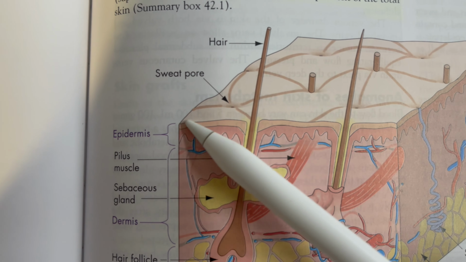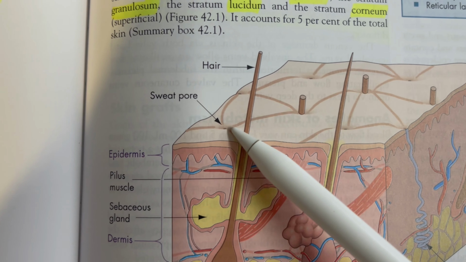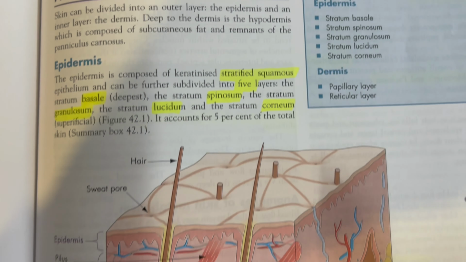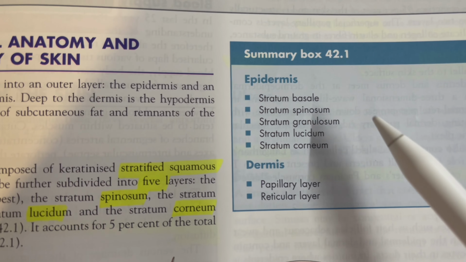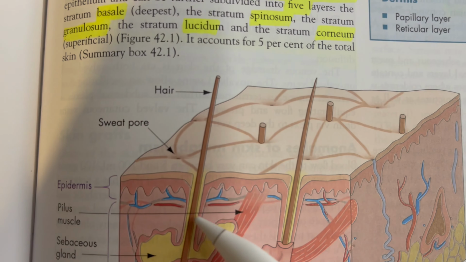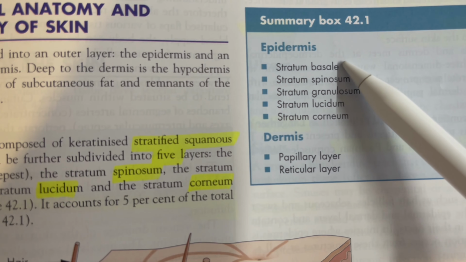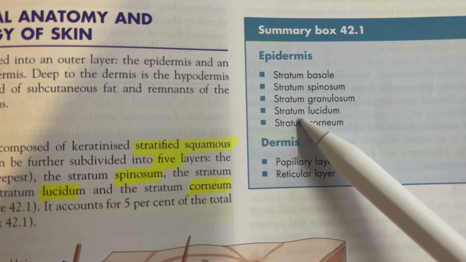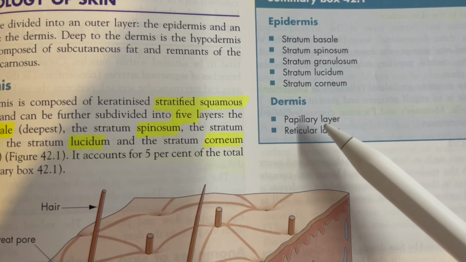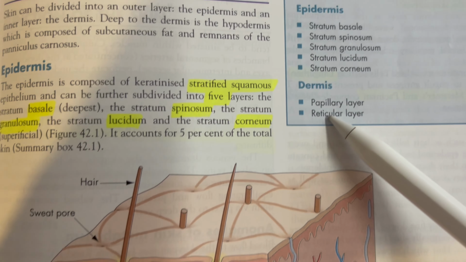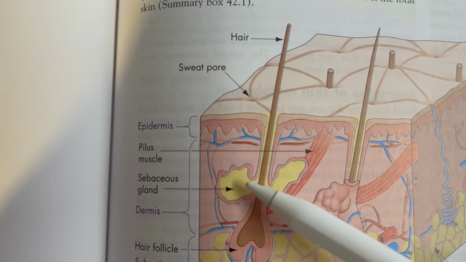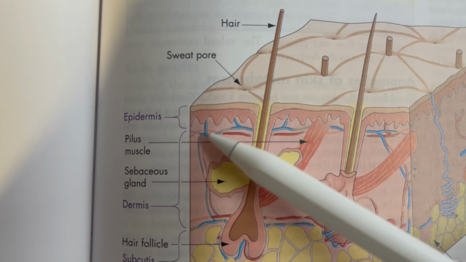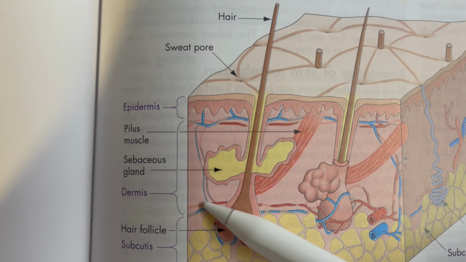The epidermis is this much. Here there are pores for the sweat glands and pores for the hair follicles. The epidermis has the basal layer as the deepest, and then it goes basal, spinosum, granulosum, lucidum, corneum. Stratum corneum is the most superficial. The dermis has papillary and reticular parts.